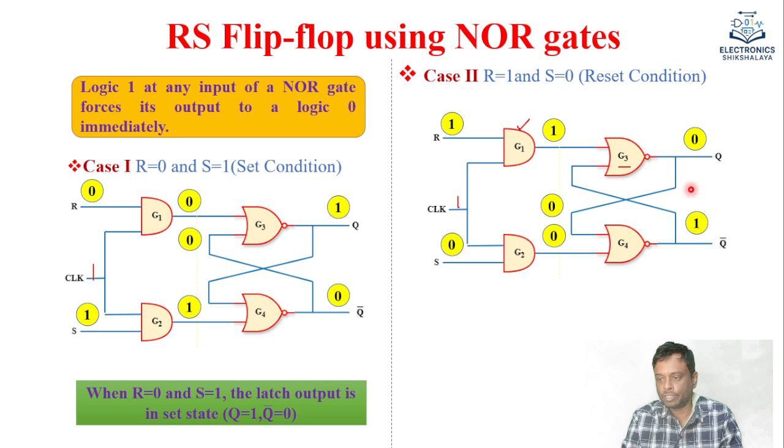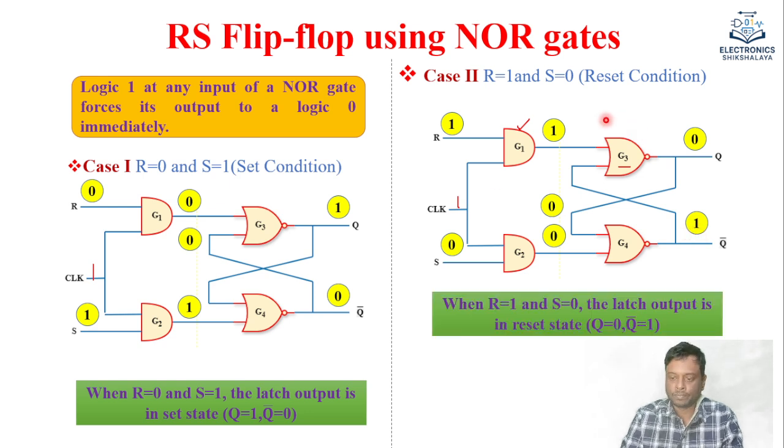So you can see that when R equal to 1 and S equal to 0, Q equal to 0 and Q bar equal to 1. This condition is called the reset condition. So when R equal to 1 and S equal to 0, the latch output is in the reset state. This is our second case.